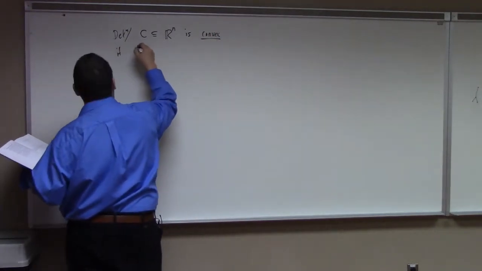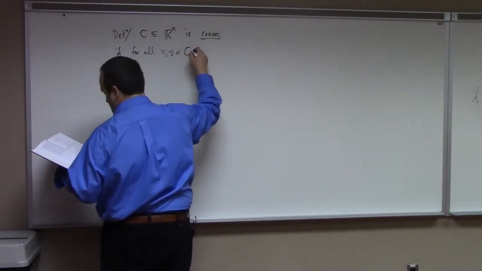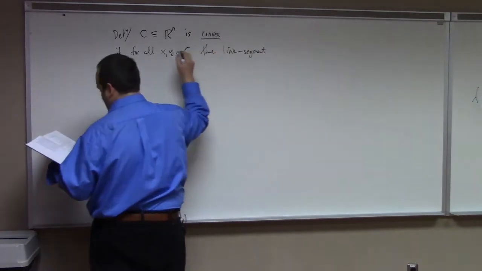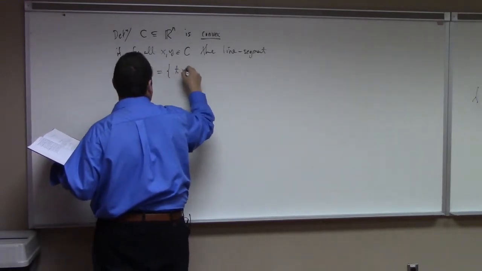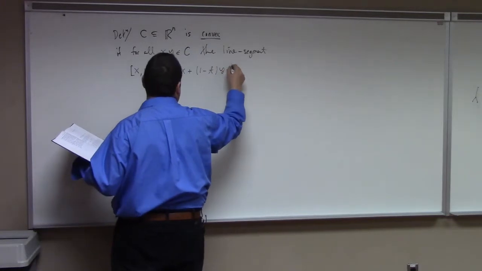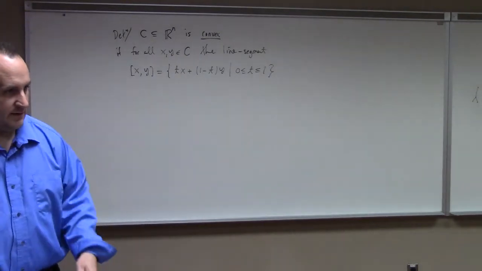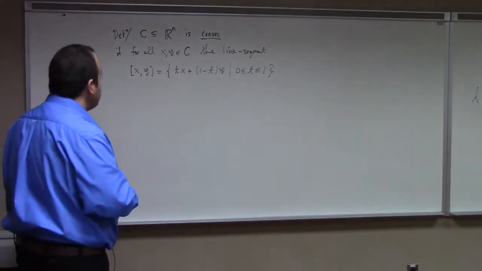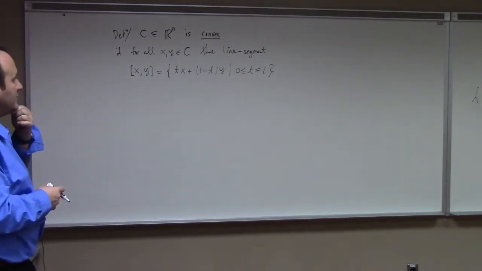If for all x and y in C, the line segment [x, y], which is by definition tx plus (1 minus t) times y, with 0 less than or equal to t less than or equal to 1. I don't know if you've ever seen this notation before, but a notation which is often useful in this kind of context is to generalize the meaning of closed interval to a line segment. So, why not? And what does it mean for it to be convex? What condition do I need on the line segment?